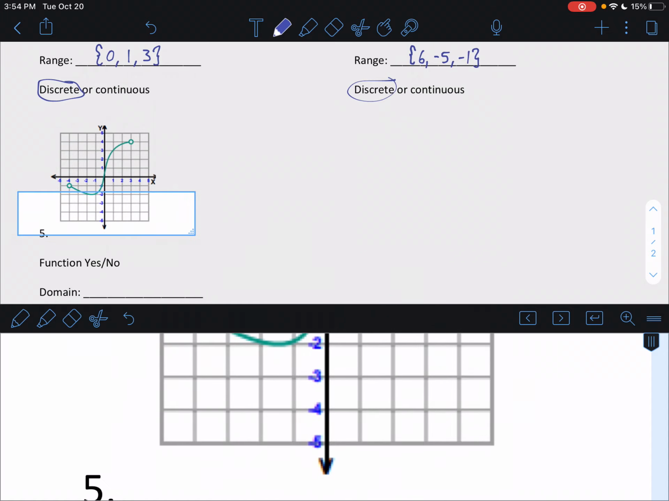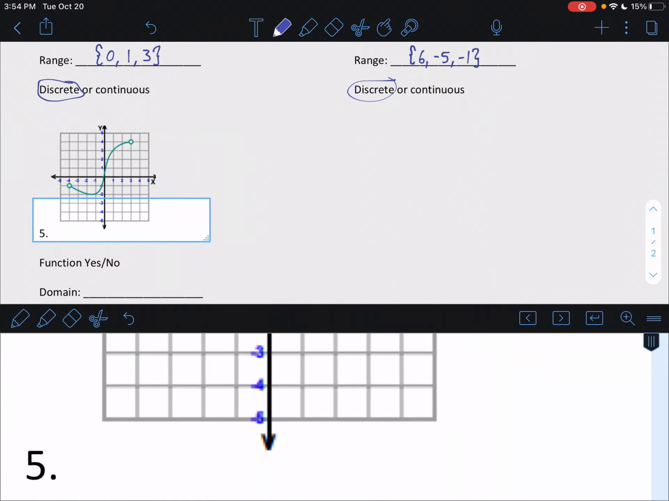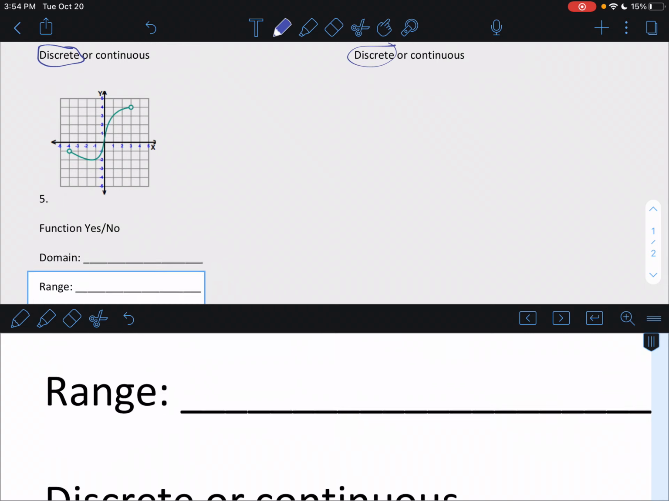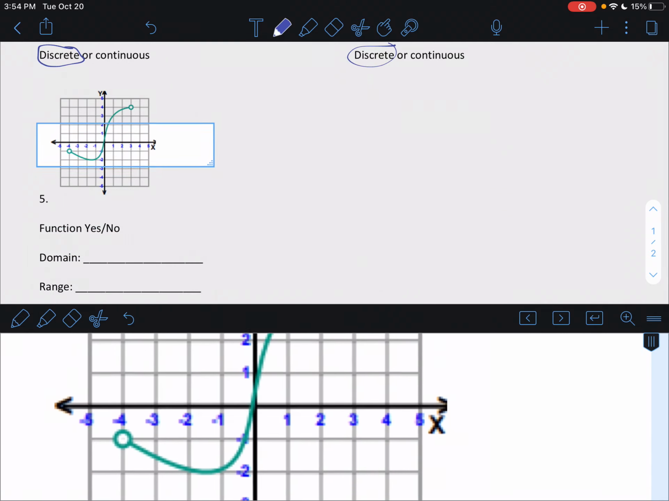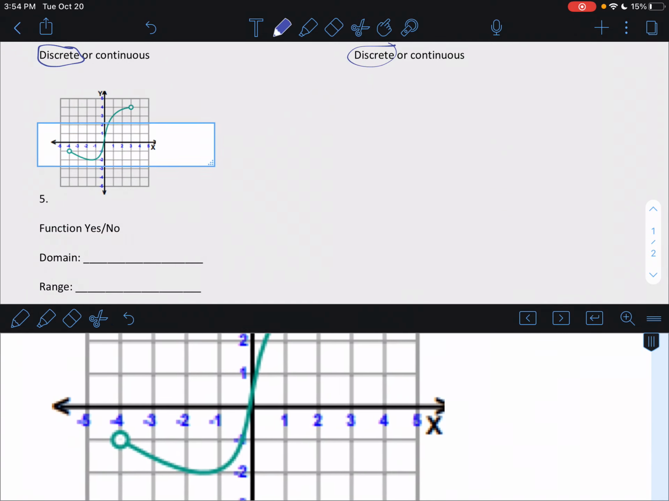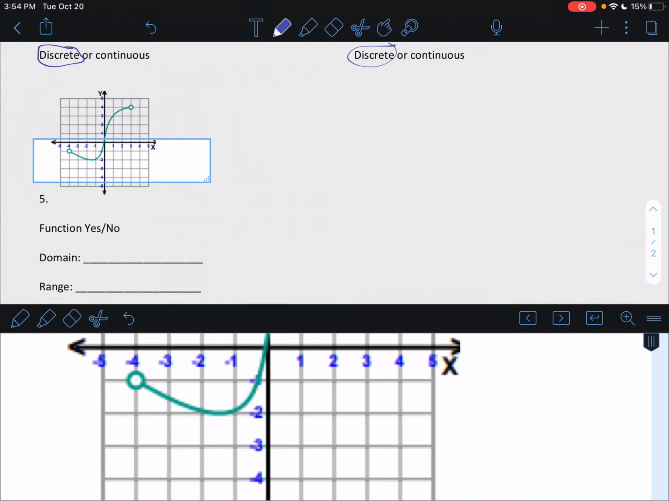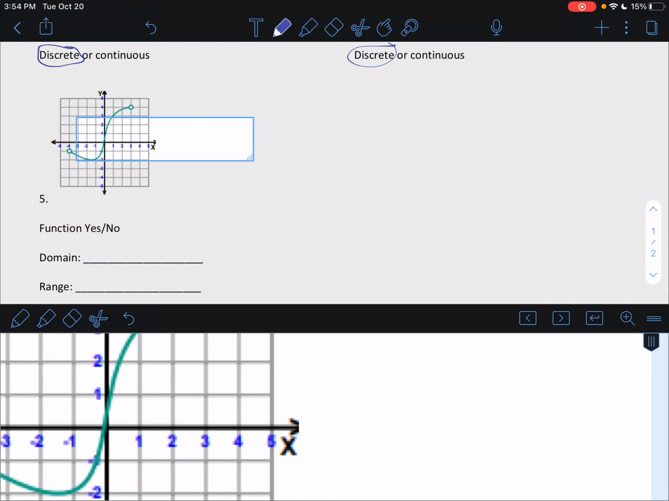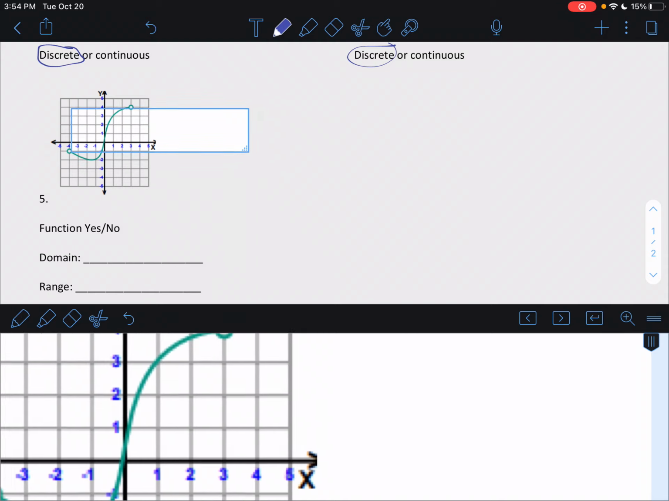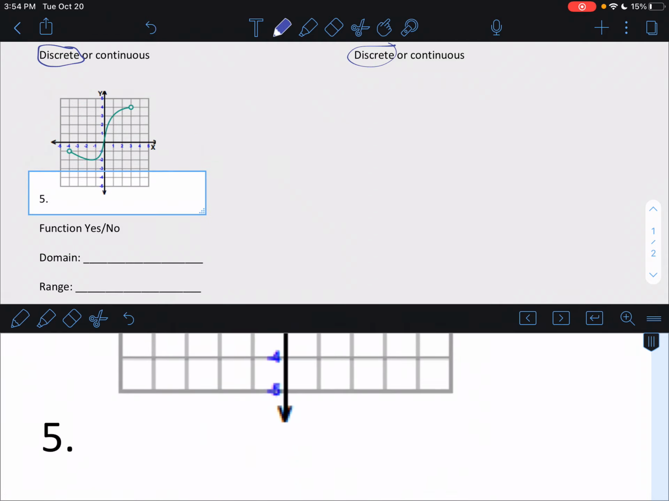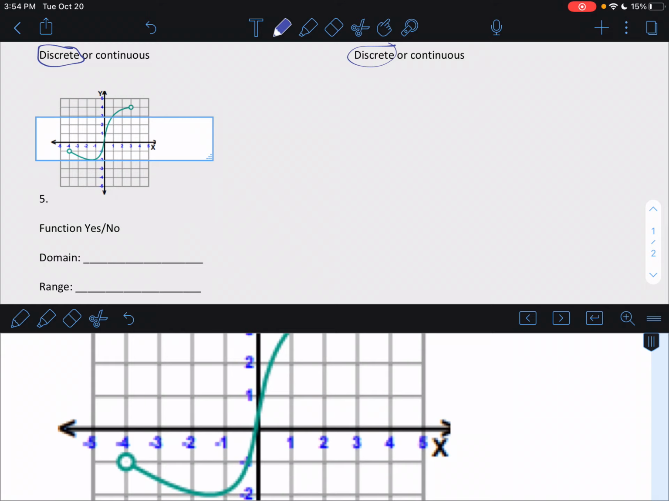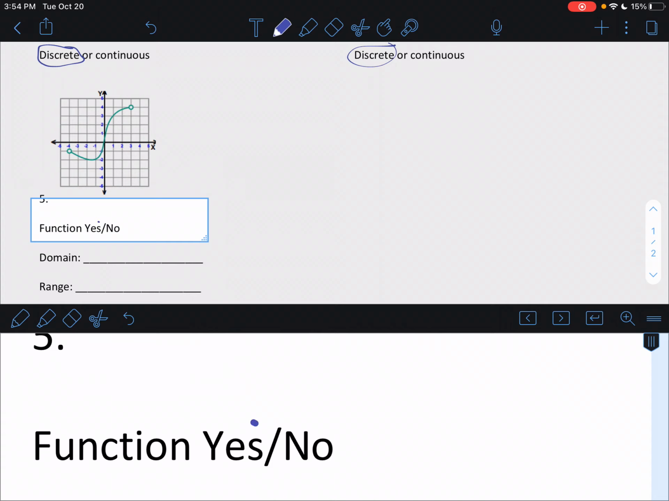And the last one, hopefully you recognize this from the assignment I had you guys doing yesterday. So is this a function, yes or no? Looking at this line, there's no way that I could draw a vertical line through this and have it not pass the vertical line test. There's no way I could draw a vertical line through it and have that vertical line pass through 2 separate points on this green line. So yes, this is a function.